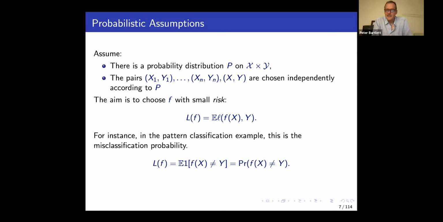And our aim is to have that as small as possible. Okay, so in pattern classification for the 0-1 loss that I defined earlier, that's just the misclassification probability. The expectation of this indicator of making a mistake is the probability that we get things wrong.